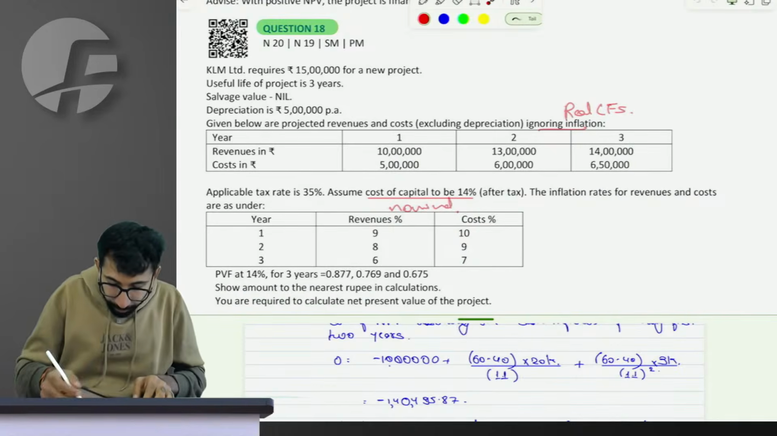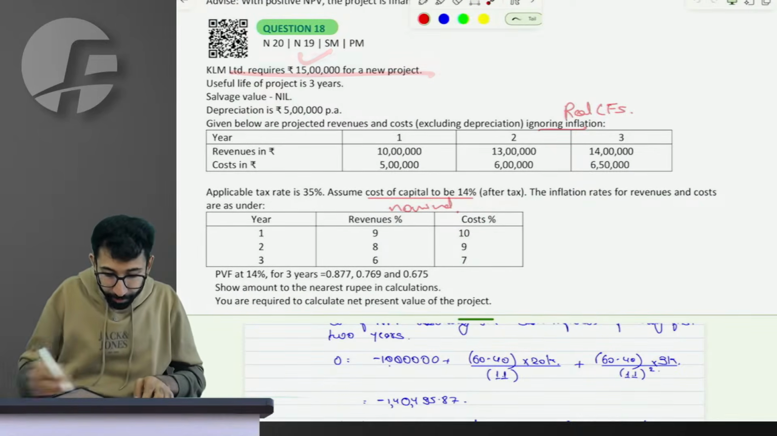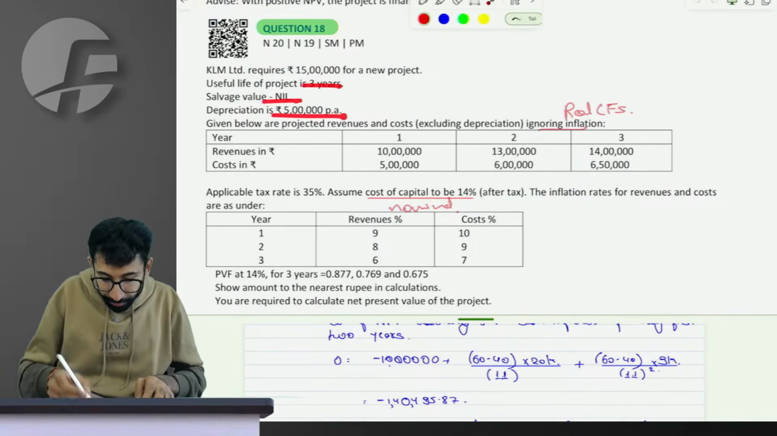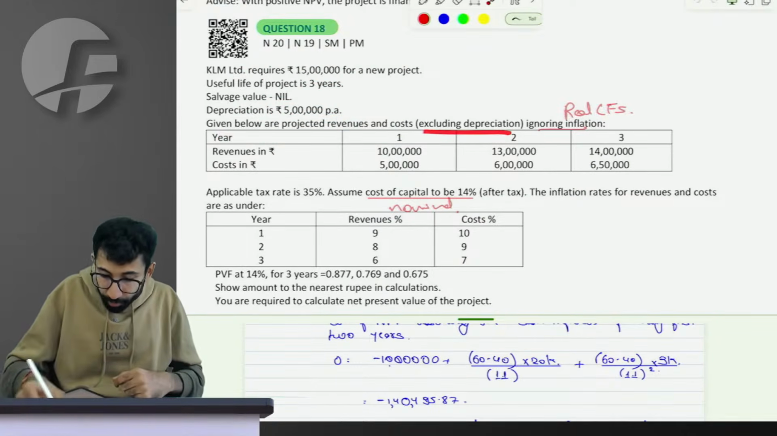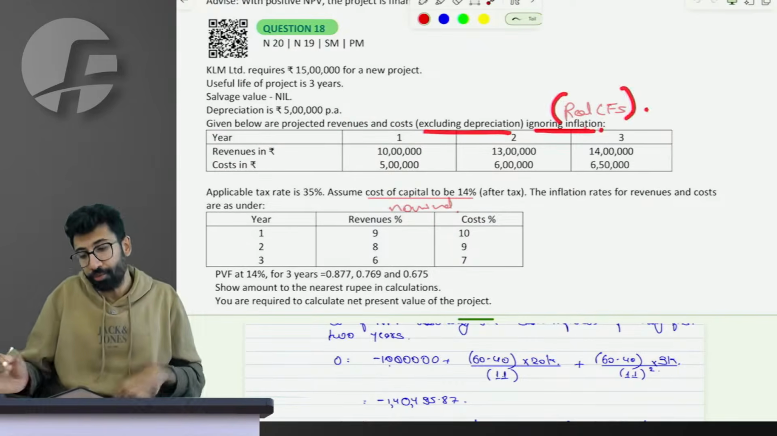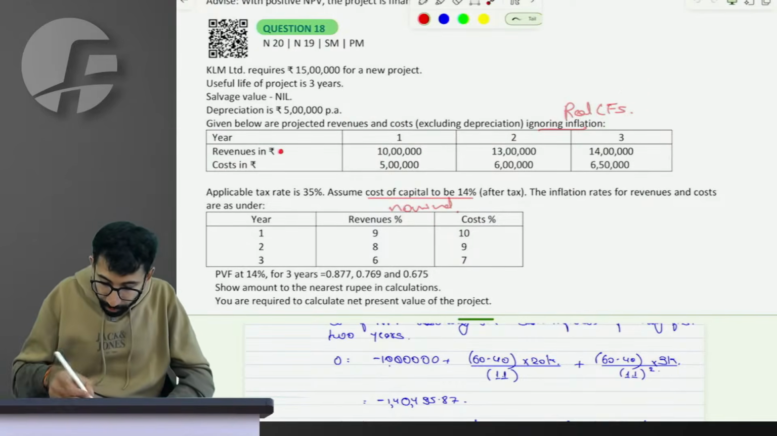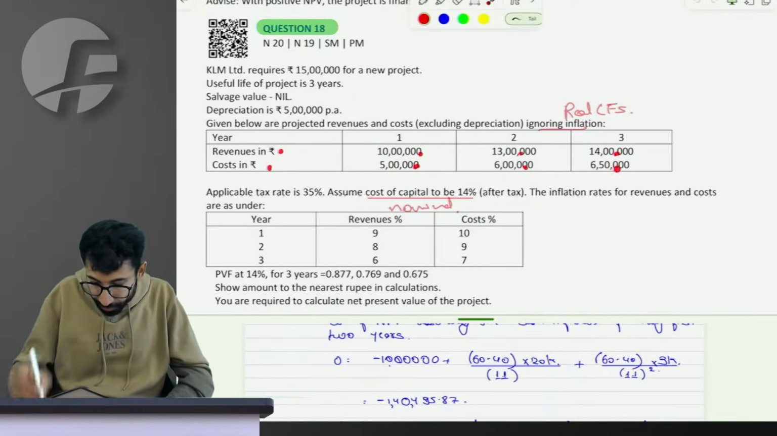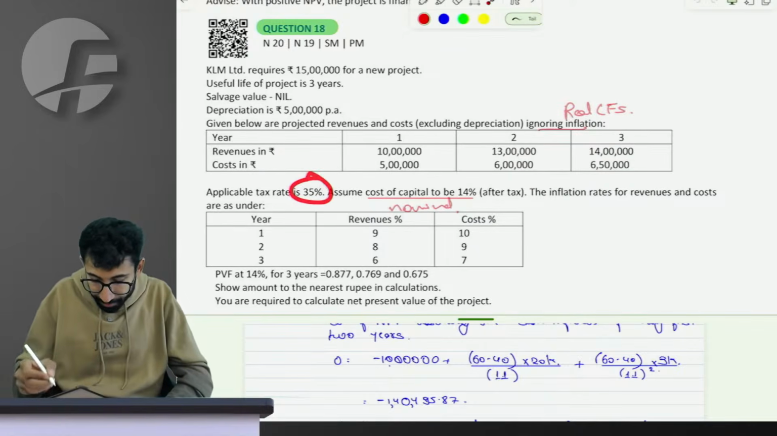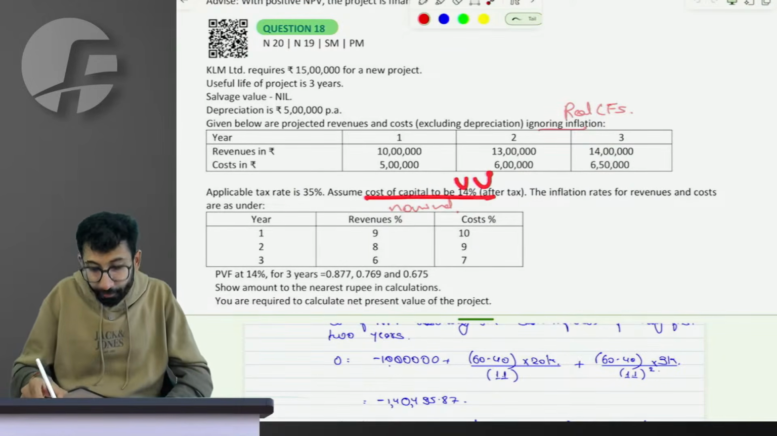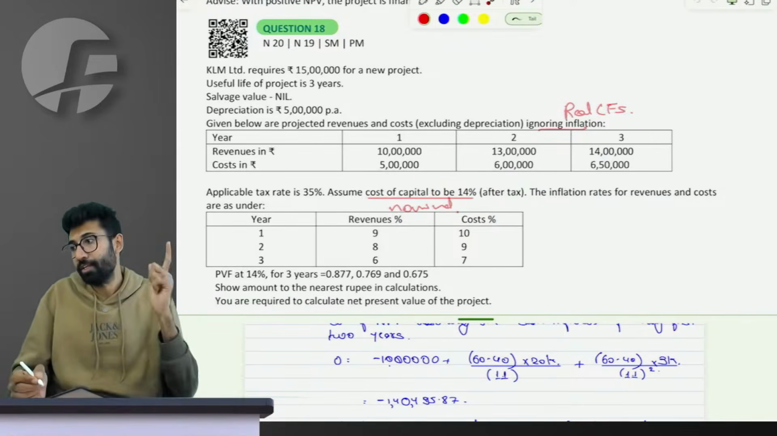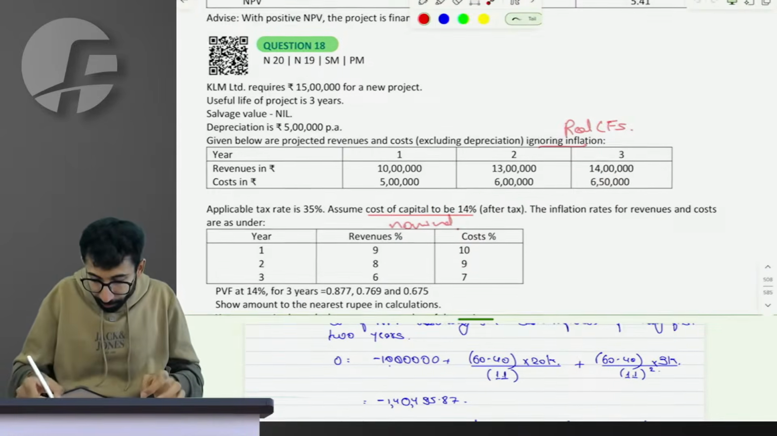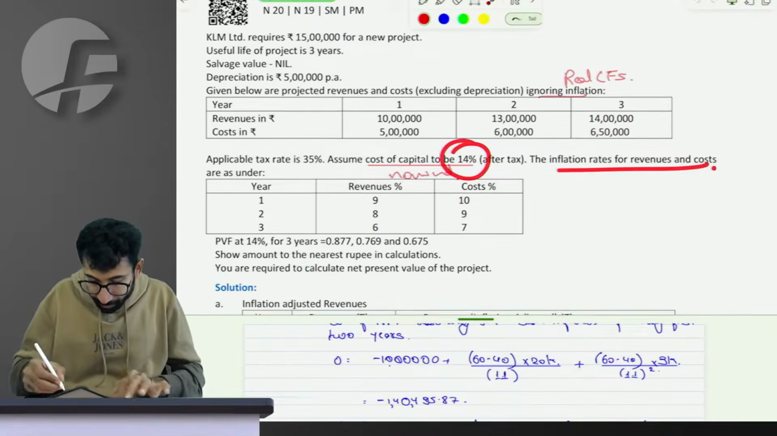Sir, KLM requires 15 lakhs for a project. Life 3 years, salvage value nil, depreciation 5 lakh per annum. Given below are the revenue and cost, excluding debt, ignoring inflation, meaning to say they are real. So we have revenue in real terms and cost in real terms for the next 3 years. We have tax rate 35 and cost of capital 14%. If they don't say anything, that is nominal. If they specify, then it is fine. Nominal cost of capital 14. You have to calculate the NPV.